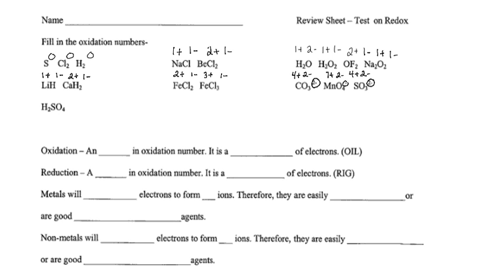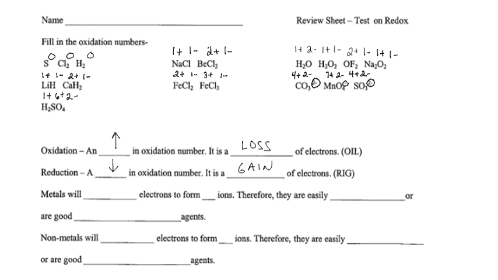If we have more than 2 elements, save the one in the middle for last. H is +1, O is -2, so sulfur has to be +6. Oxidation is an increase in oxidation number. It is a loss of electrons, so we think of OIL. Reduction is a decrease in oxidation number. It is a gain of electrons.